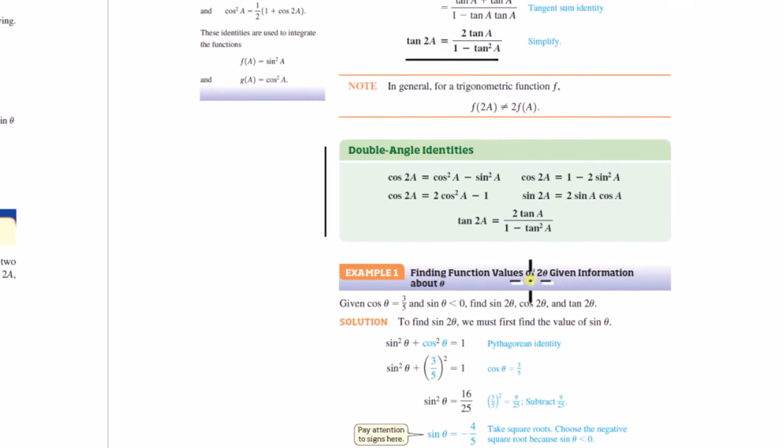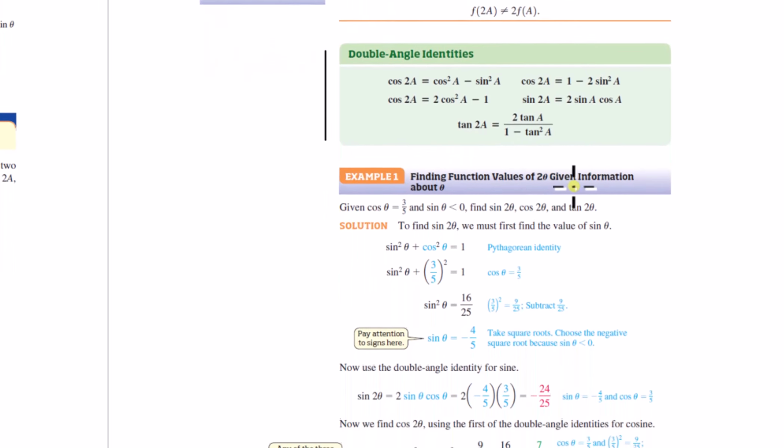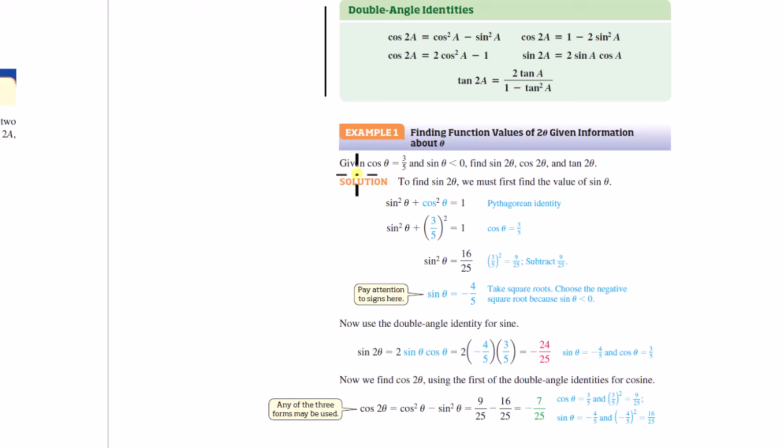Okay, finding function values of 2 theta given information about theta. Given that cosine theta is equal to 3/5 and sine theta is less than 0, or it's negative, find sine of 2 theta, cosine of 2 theta, and tangent of 2 theta.